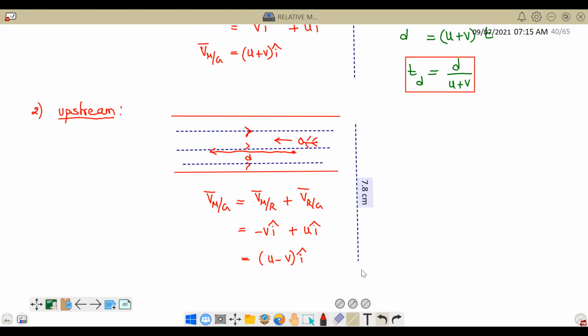Now what is the time taken? Here also we'll use the same equation, S is equal to U times T. So d is equal to (u minus v) times time, where this is the velocity of man with respect to ground. Time can be calculated from the ground frame or the river frame or any frame, but generally we calculate it with respect to ground, because this distance is with respect to ground. Therefore, time in upstream is equal to d by (u minus v).